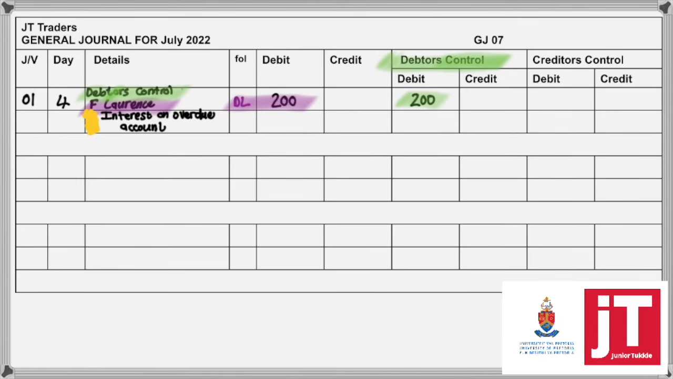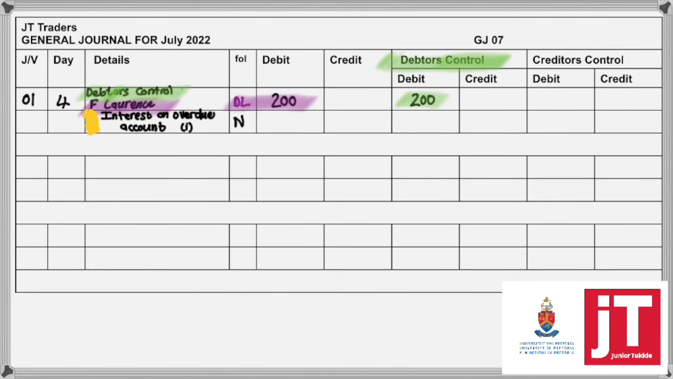Interest on overdue account. Now, yet again, this little yellow dot here, normally the basic layout is to put the credit entry slightly a tab space to your right. It's not an absolute necessity, but it does make things a bit clearer for the marker.